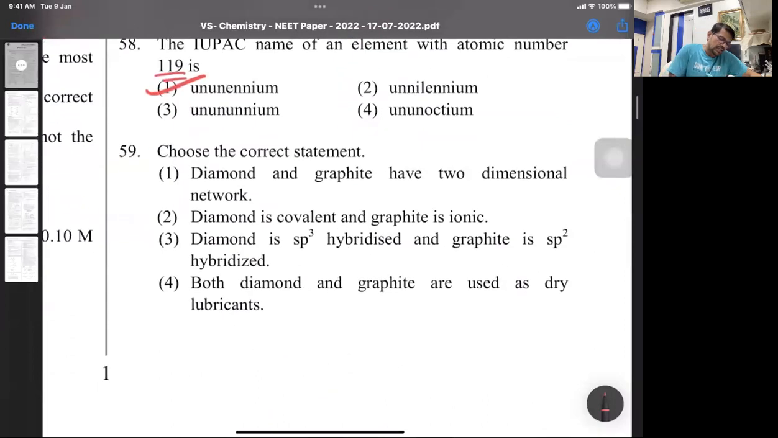Then choose the correct statement over here. Now in this case, graphite and diamond, both are three-dimensional? Then diamond is covalent and graphite is ionic? Both are covalent in nature, so the second statement is also false. The third one is the right statement, where it says diamond is sp3 hybridized because of a giant network structure, and graphite is sp2, with planar rings. And last, both are used as dry lubricants. It's only graphite which is used as a dry lubricant in machines. So 59 is the third one.